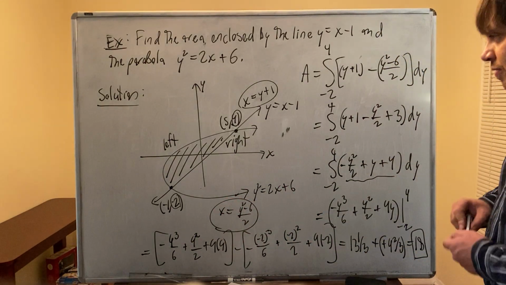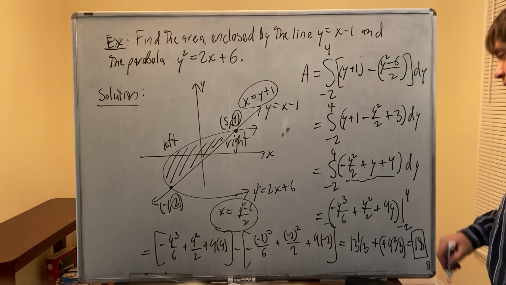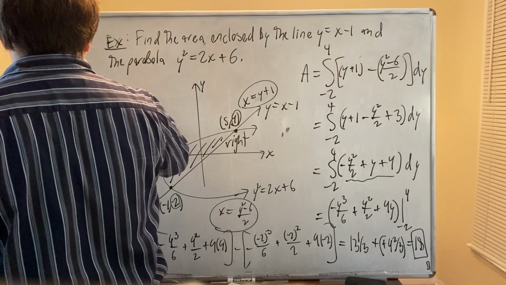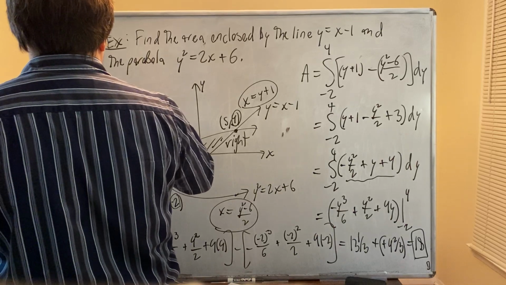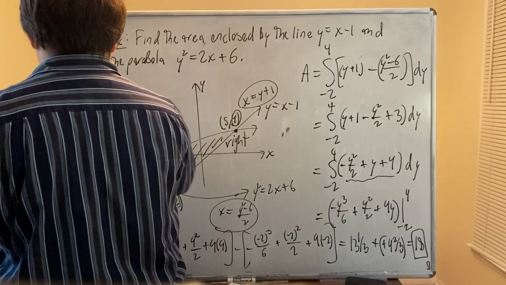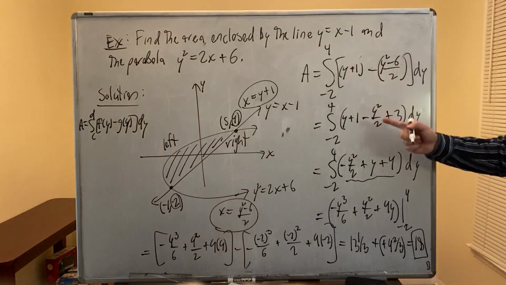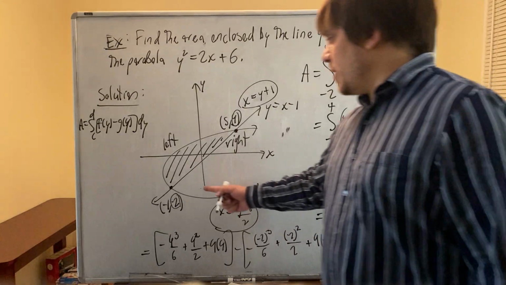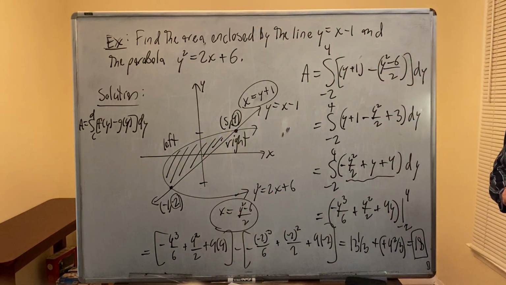Okay. And so that is the answer to that problem using the formula at the end of the last video. Right, that formula was the integral from c to d of f of y minus g of y dy. That's the area. So we use that one right here in this problem. It's the integral from c to d of f of y minus g of y dy. So this is c and this is d.